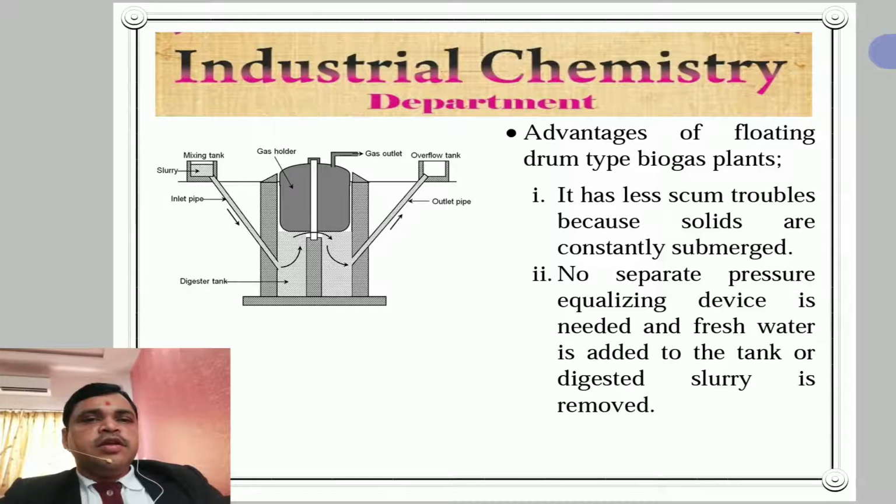Now we see the advantages of the KVIC or floating drum type biogas plant. This figure described is also a standard KVIC biogas plant. We discuss advantages, and it also has some disadvantages, so we discuss both advantages and disadvantages.